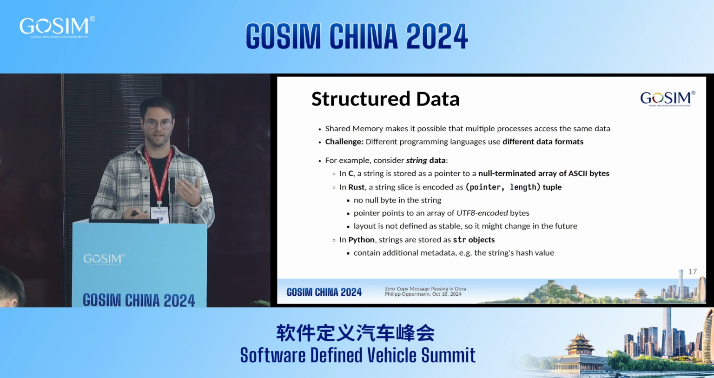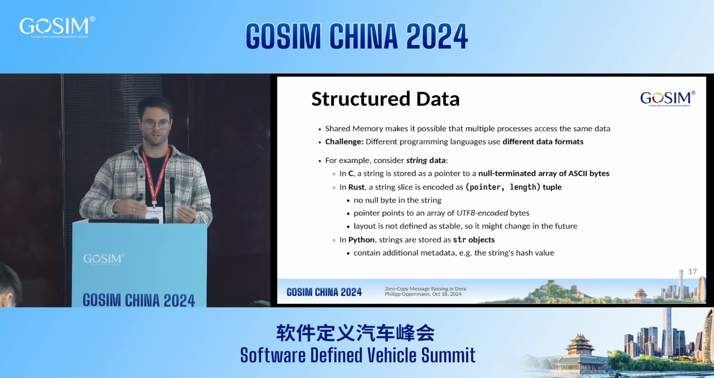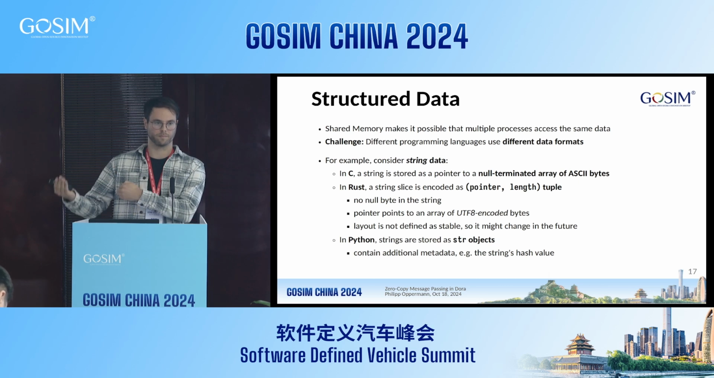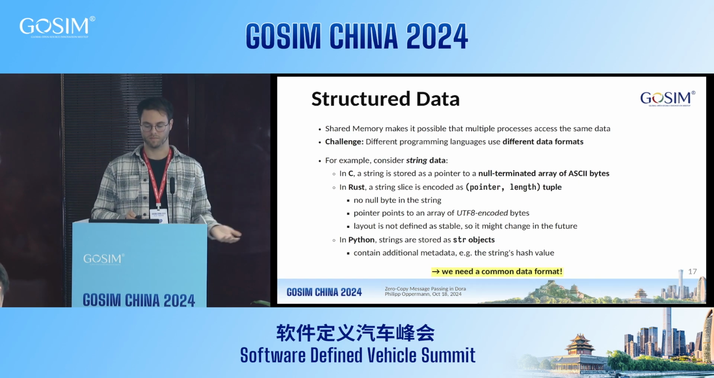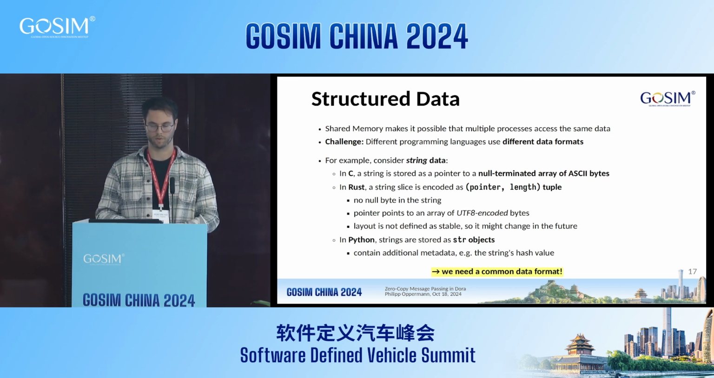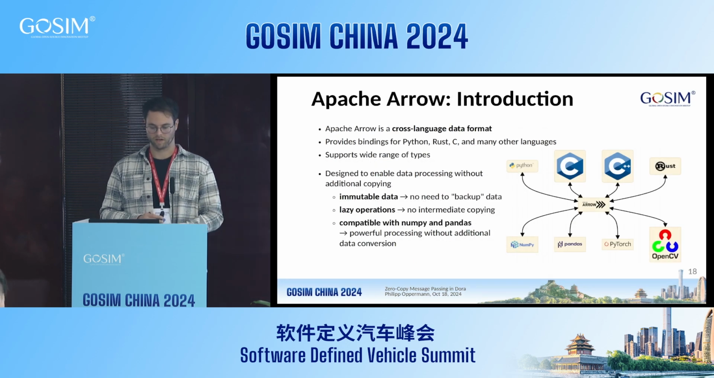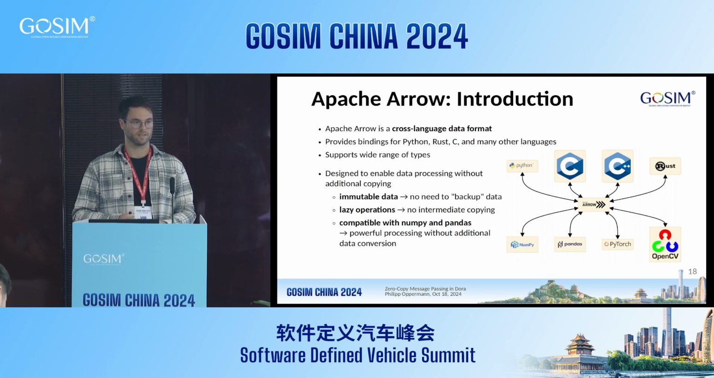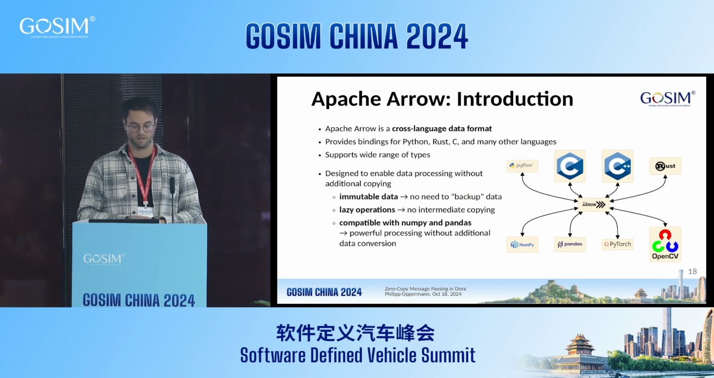So there's no way that Python or C is able to read a string that is represented as a Python object. So instead, we need to have a common data format to represent the data in a way that is compatible with all the languages that we want to use. And that's where Apache Arrow comes in. Apache Arrow is a cross-language data format which supports a wide list of languages, including Python, Rust, C, C++, and so on. And it is also very flexible in the amount of types that are representable. So almost all Python objects can be represented in Apache Arrow, for example.